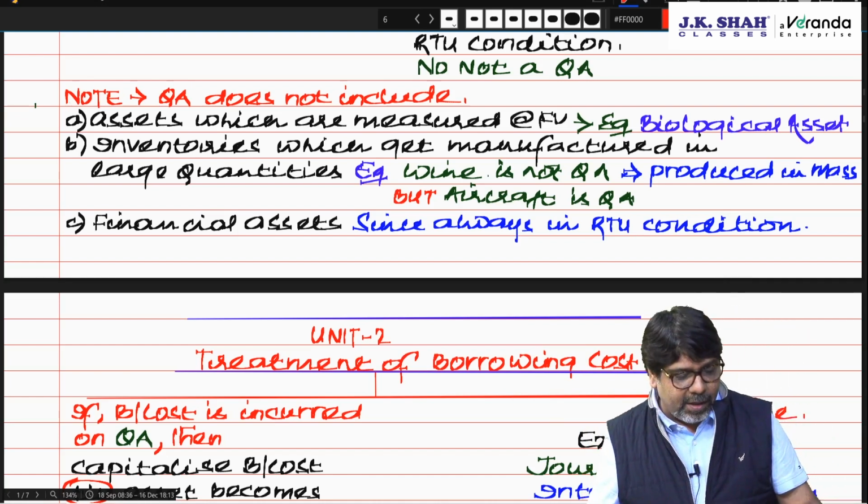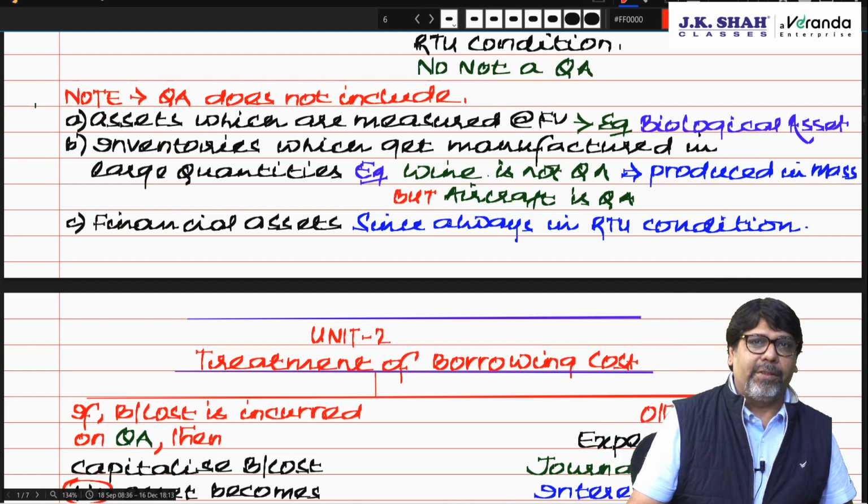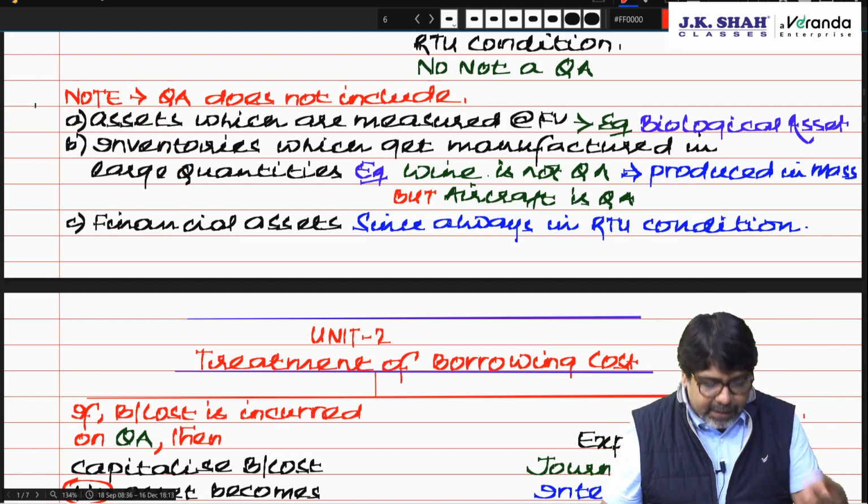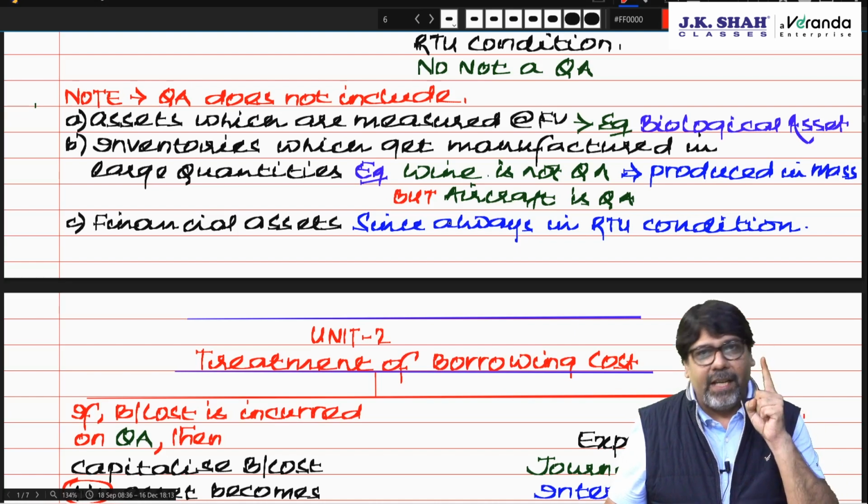Financial assets are also not considered. Why? Because they are always in ready to use condition. So a qualifying asset will never include three things. Number one, those assets which are measured at fair value.